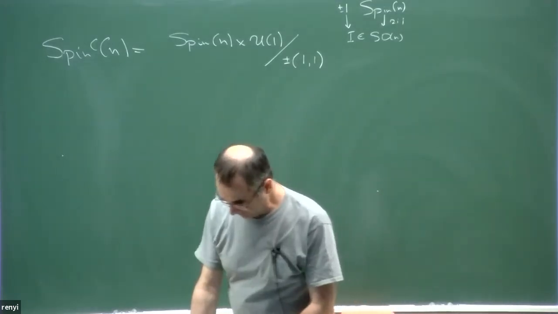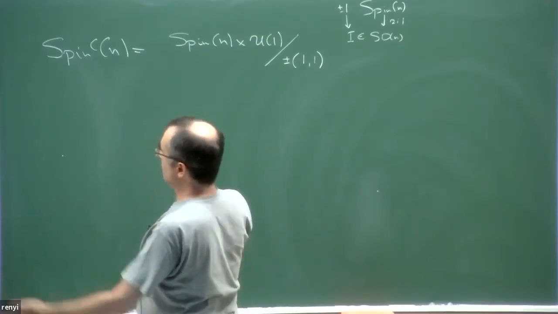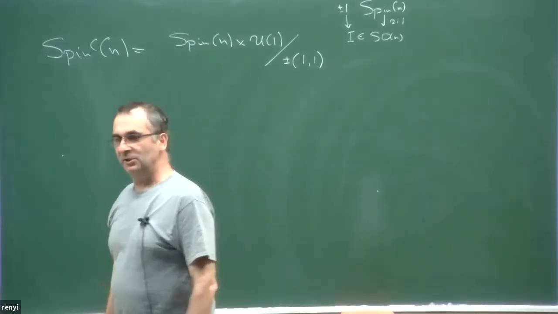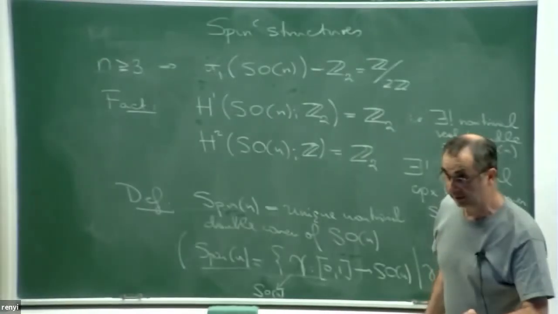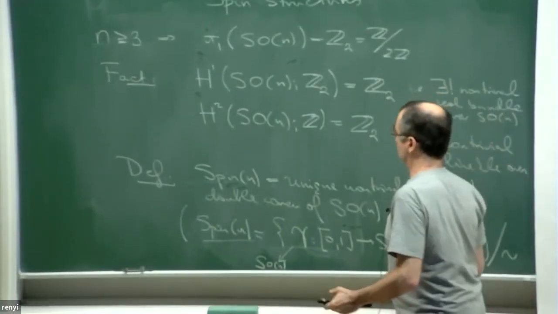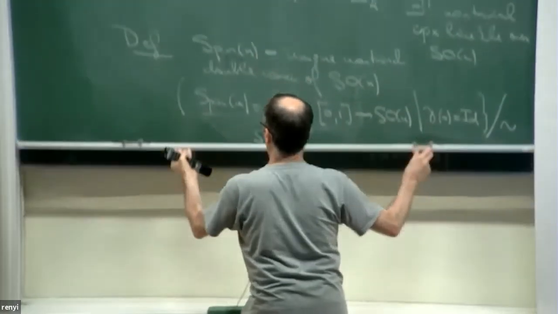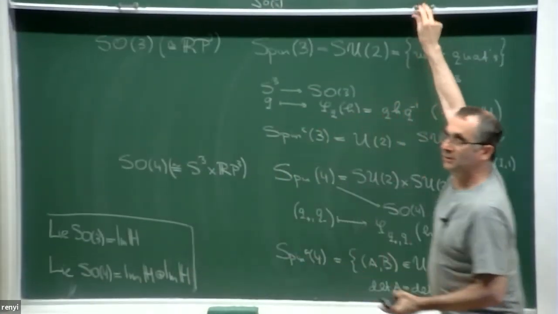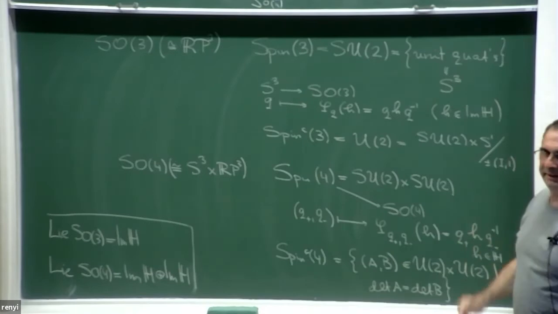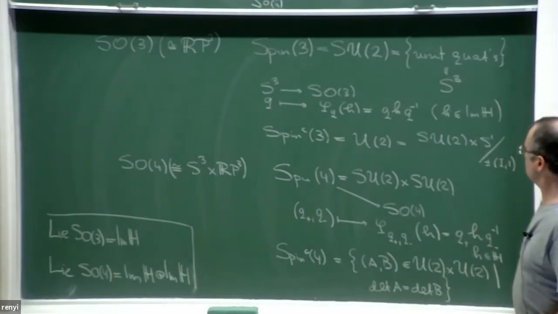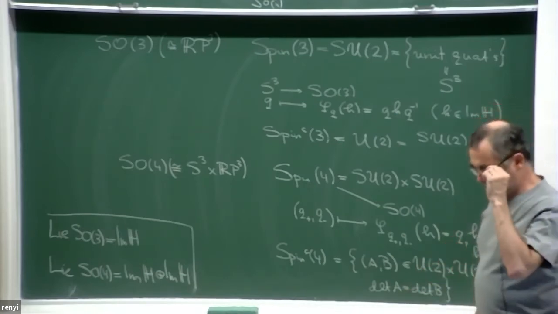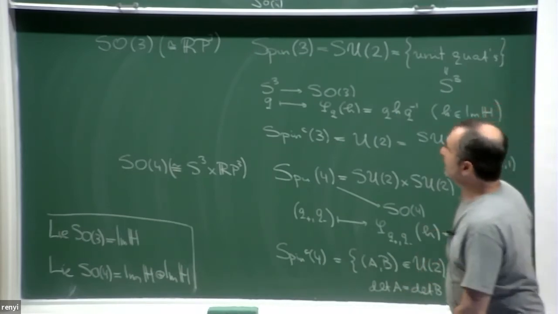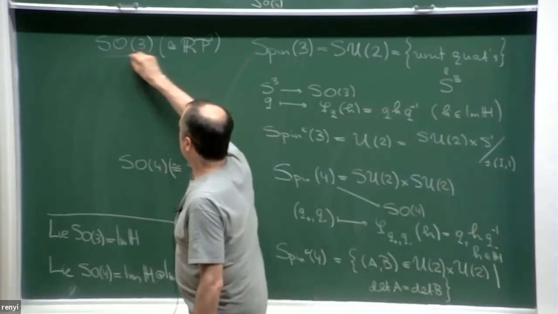Okay. So these are abstract definitions. Let's see what these really mean in these low dimensions. So I turn the blackboard again. There are only two prepared blackboards. This is one. So in order to make these groups a little more familiar, I just noticed that SO(3) is just RP3.